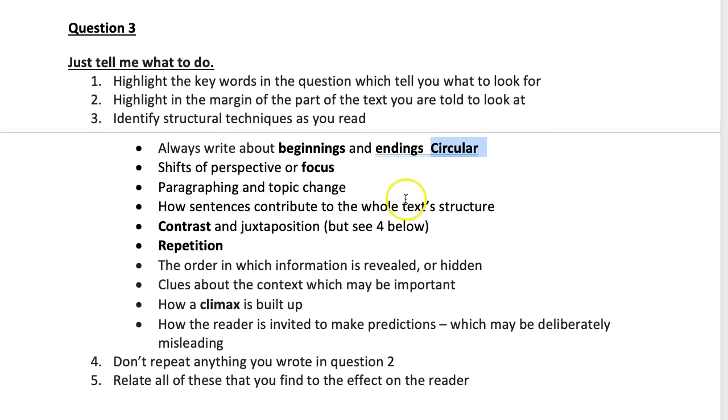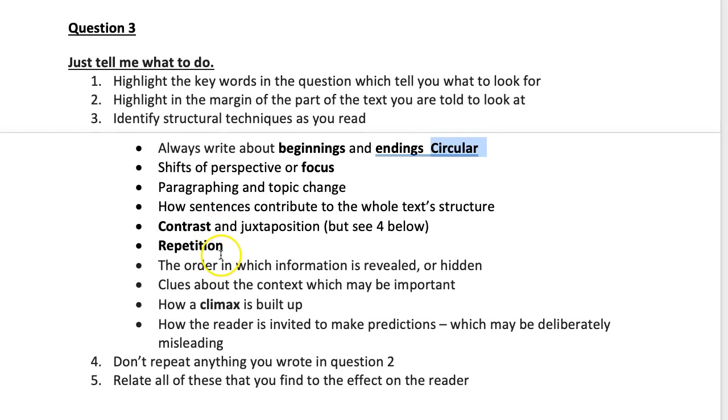Obviously, you're going to use the word focus. I've suggested that every single text you come up against will involve the structural feature of contrast. Now, in question two, contrast is a language feature, and in question three, it's a structural feature. That's because it does both jobs. But if you think about, you know, on the one hand this and on the other hand that, which is a contrast, you're organizing your text that way. And because you're organizing it that way, it's a structural feature.